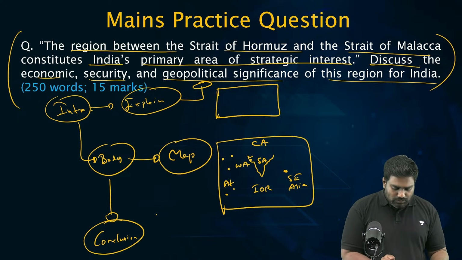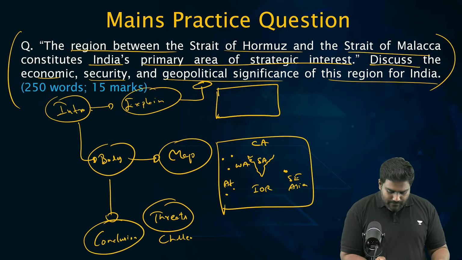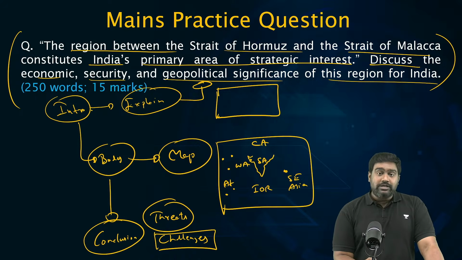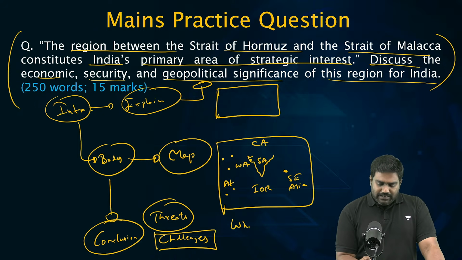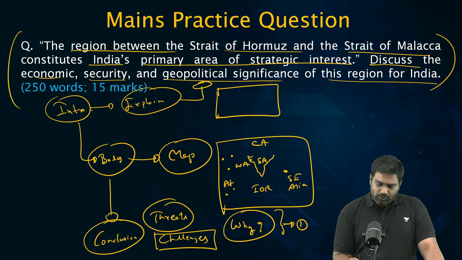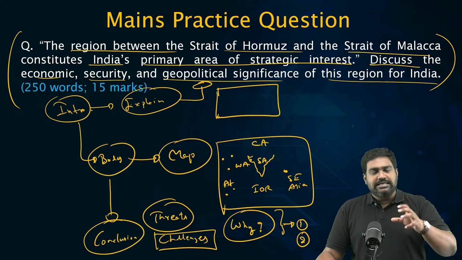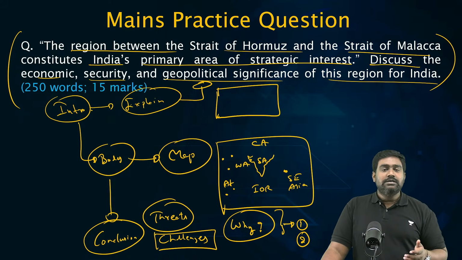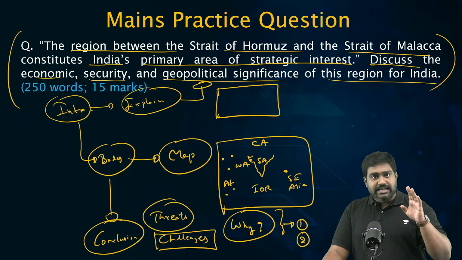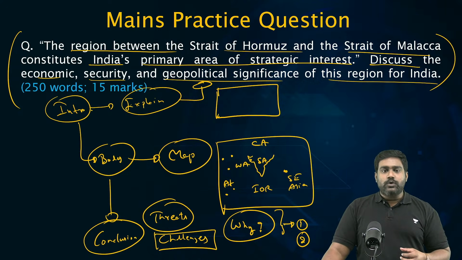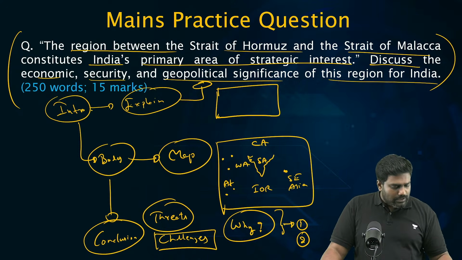Maybe you can list out the threats, list out the challenges present in this region, and point out why we need a primary area of strategic interest. What's the advantage? I told you there are 2 advantages. One is to optimize your budget, utilize the resources, build the capabilities. Second is to pay more focus and give more attention to this region which really matters to us. So explain all of this and conclude your answer.